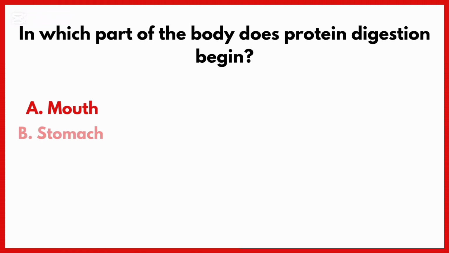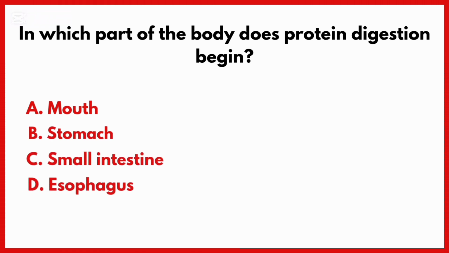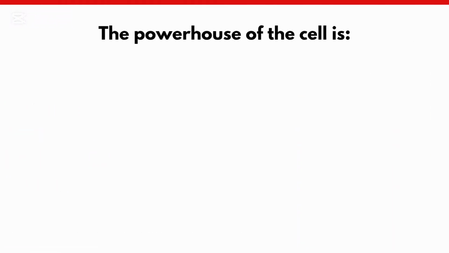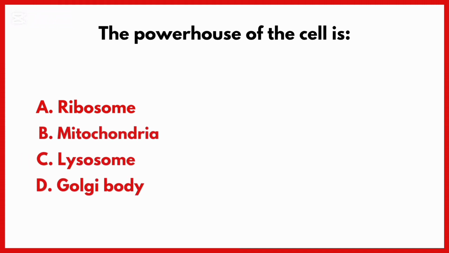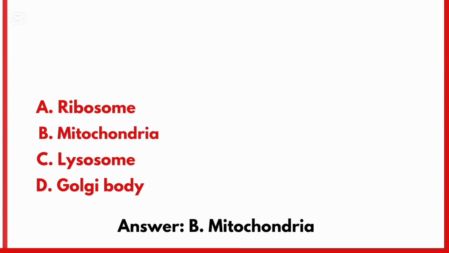In which part of the body does protein digestion begin? Correct answer is option B, stomach. The powerhouse of the cell is. Correct answer is option B, mitochondria.